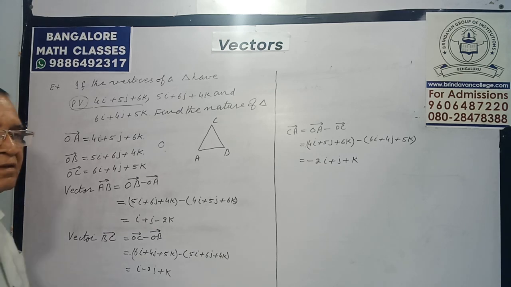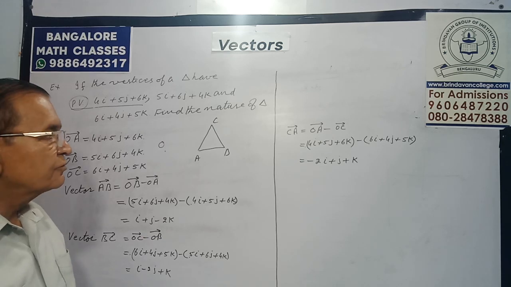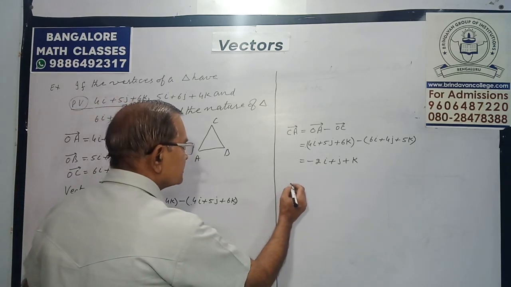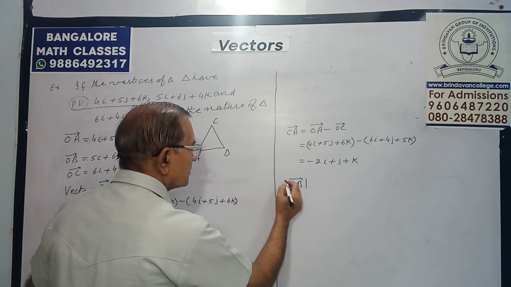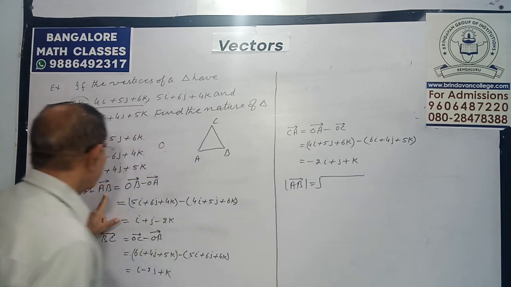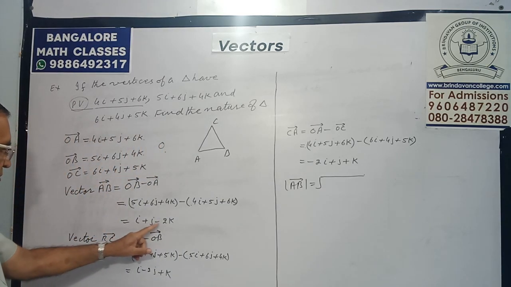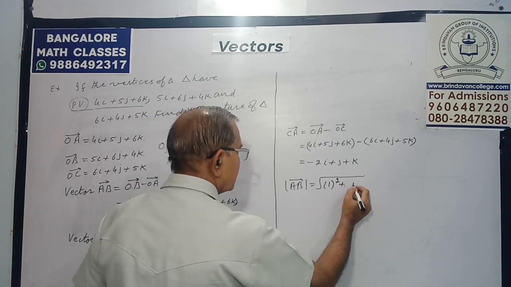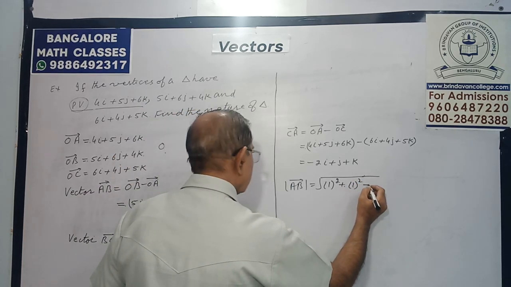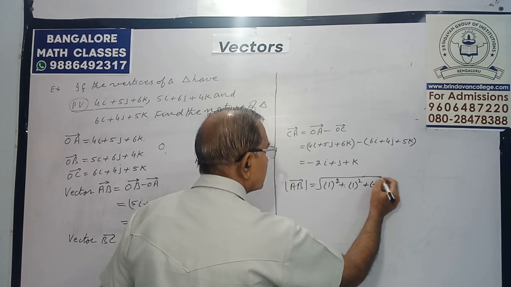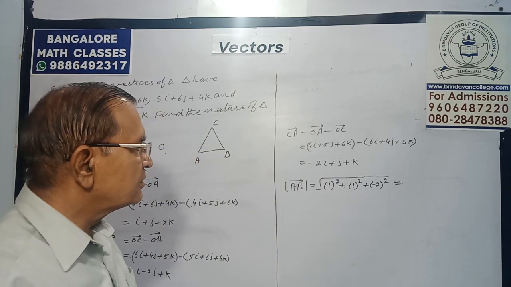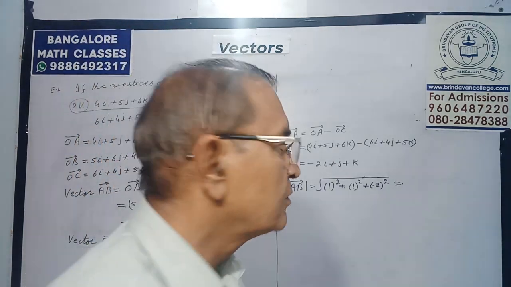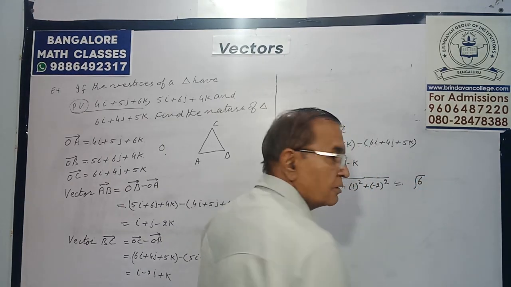Now to find the nature of the triangle, we should know the length of the sides. There is the magnitude of the sides. Here AB magnitude is root of, here it is AB, i plus j minus 2k. Coefficient of i is 1, coefficient of j is 1, coefficient of k is minus 2. Which will give us 1 plus 1, 2 plus 4, 6. So it will come out to be root of 6.